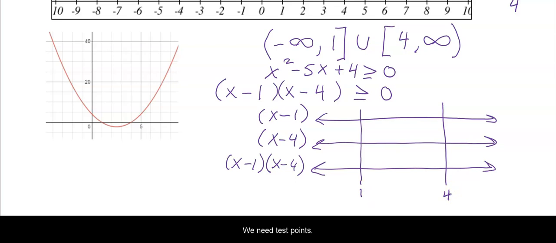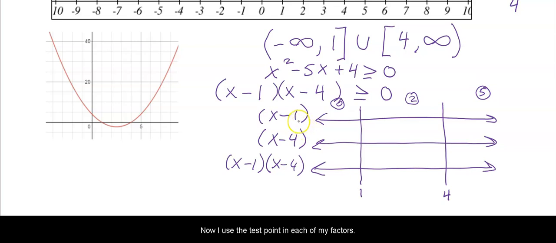Now, we need test points. We need a point that is less than 1, between 1 and 4, and greater than 4. And again, I chose 1 and 4 because those are the solutions that match the factors x minus 1 and x minus 4. The easiest number to use for a test point below 1 is 0. The easiest point to use between 1 and 4 might be 2. The easiest point to use above 4 is probably 5.